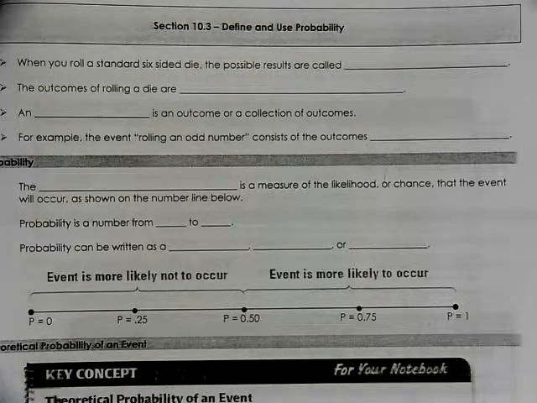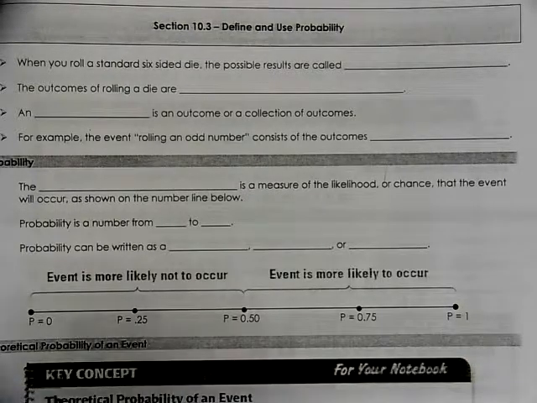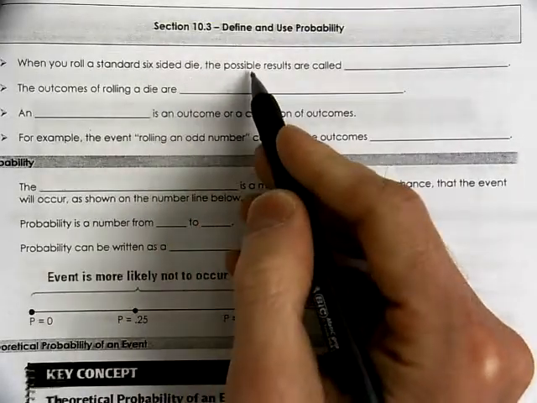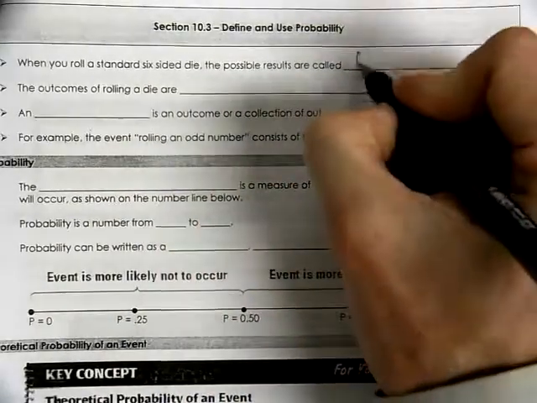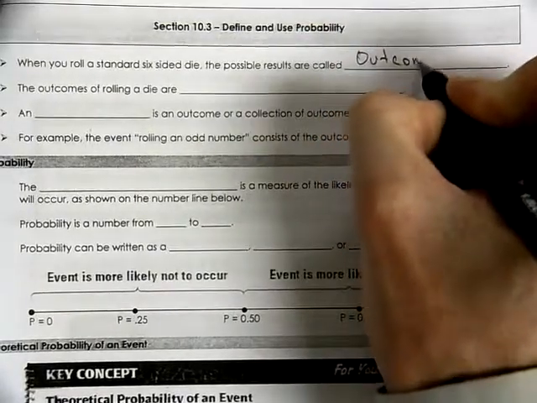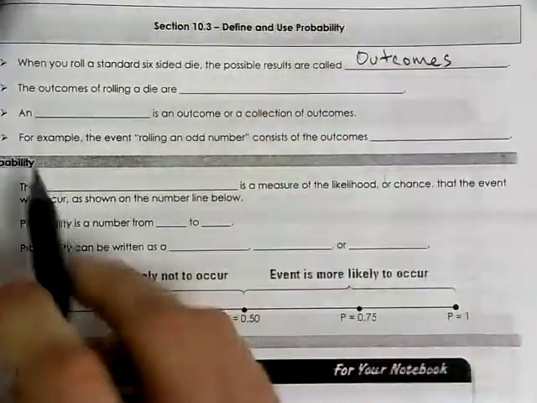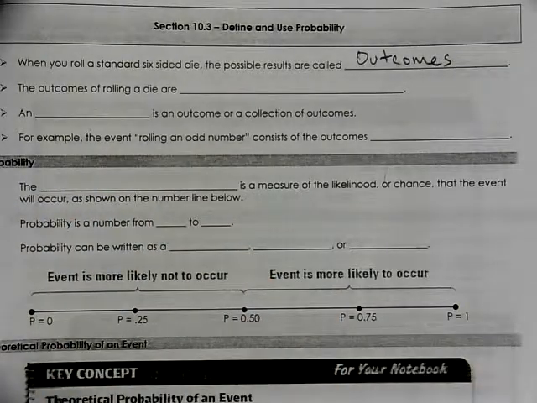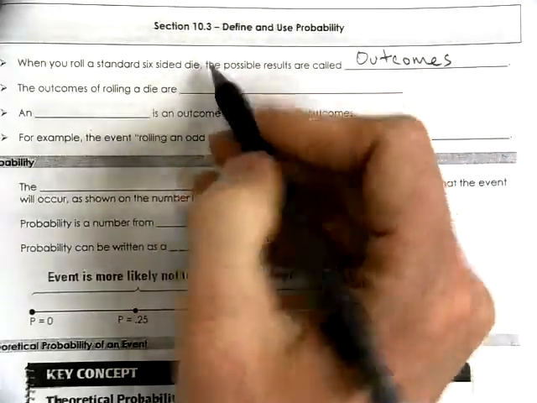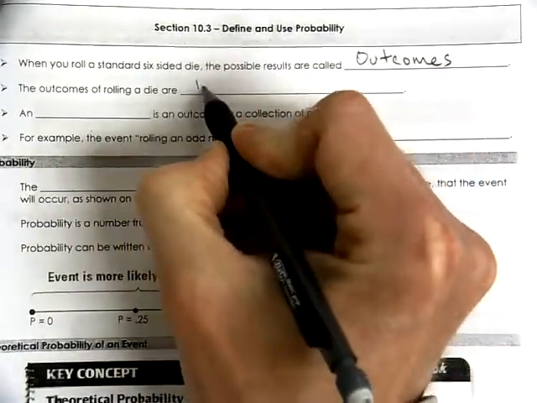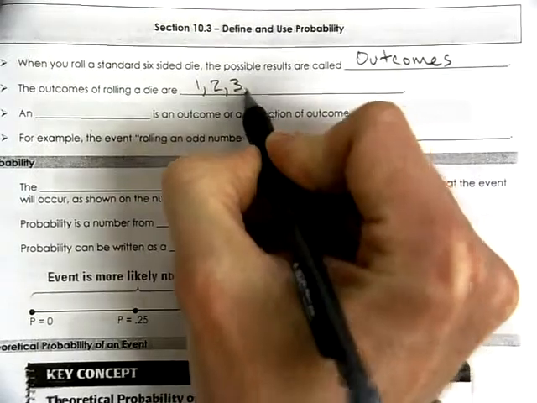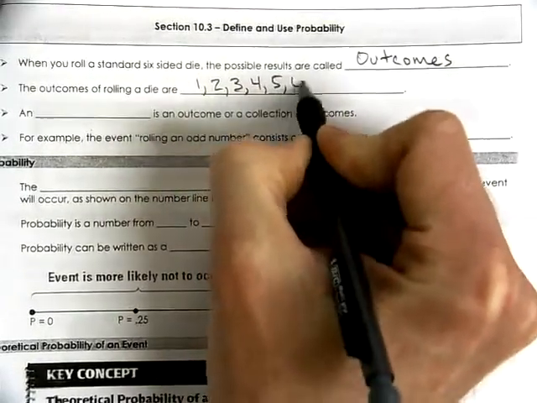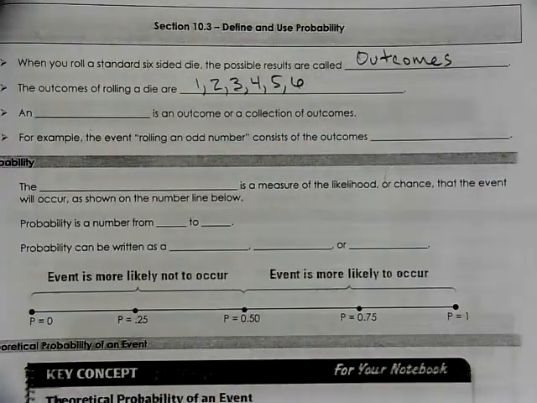This is section 10.3. We're going to learn about probability. When you roll a standard six-sided die, the possible results are called outcomes. The outcomes of rolling a die are what you can get when you roll a die. So if you're rolling a six-sided die, typically those would be 1, 2, 3, 4, 5, and 6. Those are the possible outcomes.